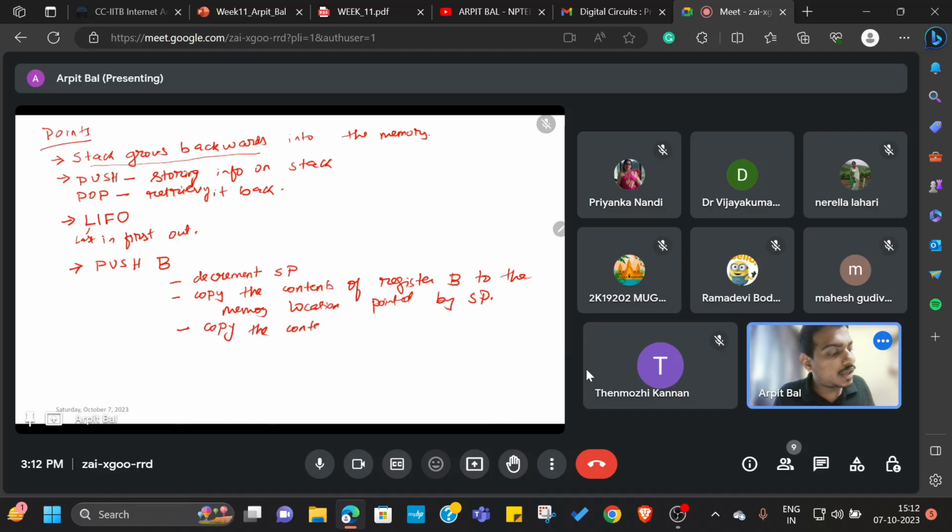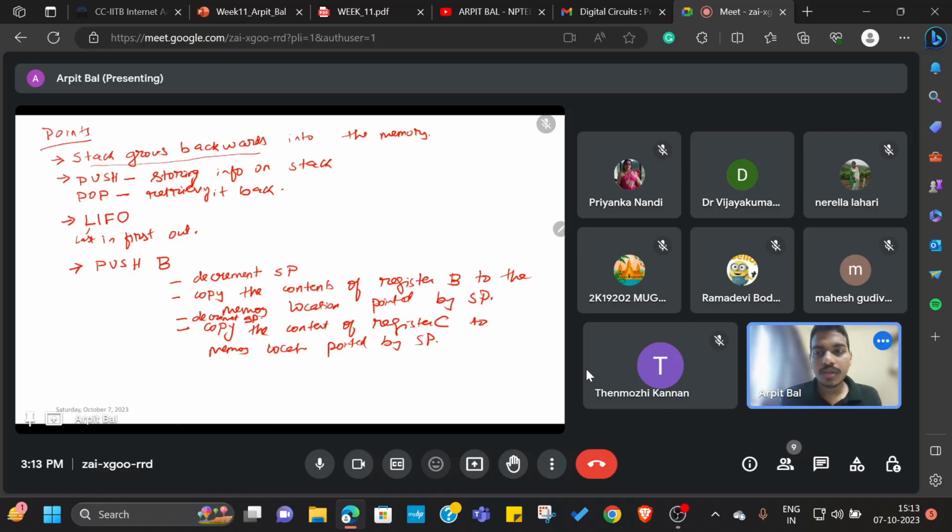Copy the content of register C. Okay, so after this operation, the stack pointer will decrement again. Then copy the content of register C to the memory location pointed by the stack pointer.